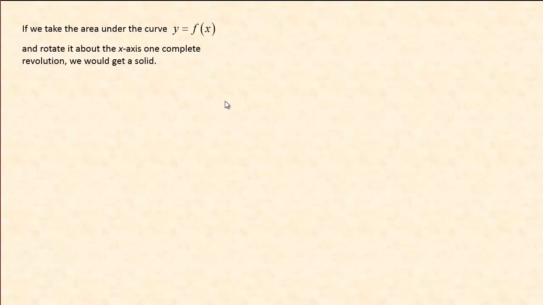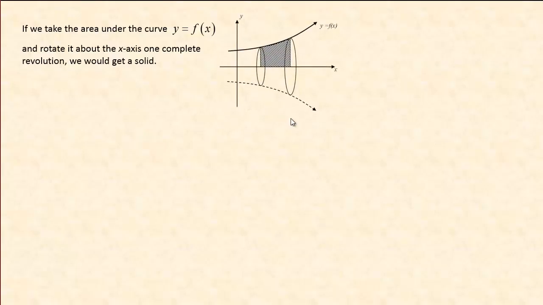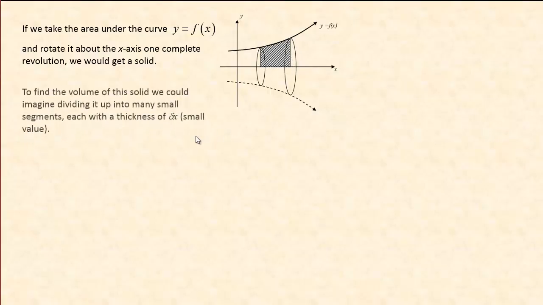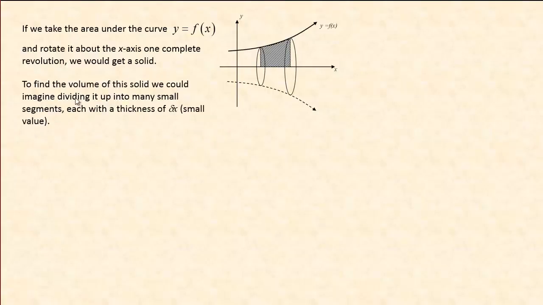So now that we've seen that, we should have a better understanding when we look at this. So what we're talking about is an area here being rotated around, and we know that that's going to form a series of disks. To find the volume of the solid, we could imagine dividing it up into many small segments, each with a thickness of delta x. So these were the disks that we saw before. Each of the segments is approximately a cylinder. The ones that I used on Autograph were cylinders because we started with rectangles.